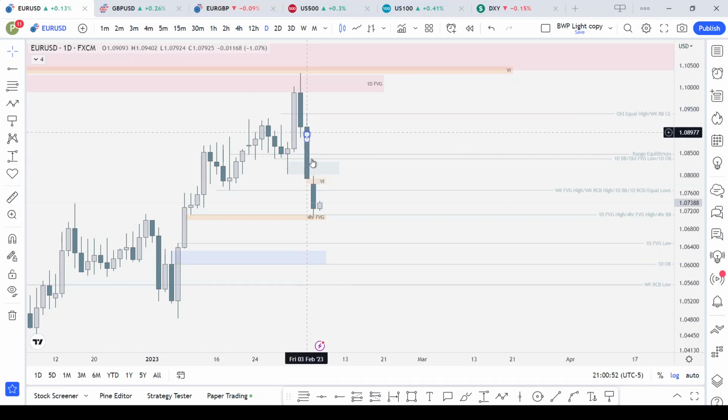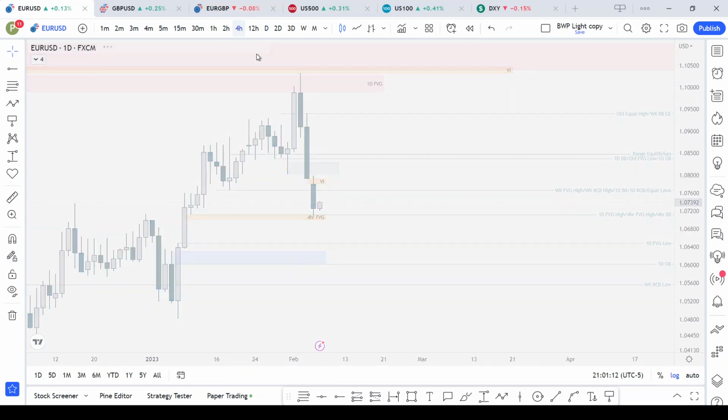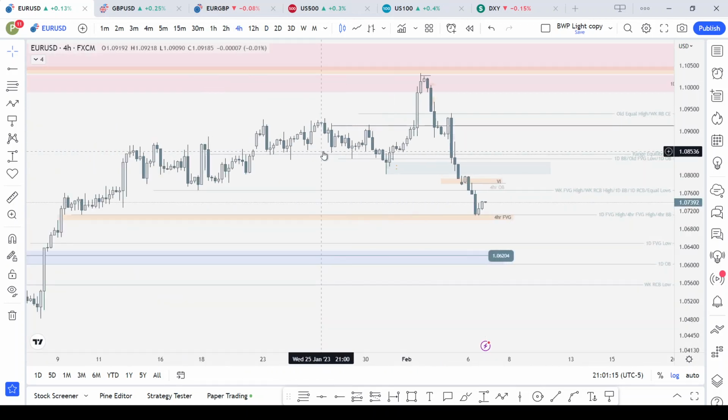Okay, so I'm anticipating that this fair value gap would be used as a breakaway gap. I want to see it remain open, preferably. It's my feeling, but I'd rather see it remain open and then price just tap into this volume imbalance and continue to the downside. Okay, so let's see the 4-hour time frame.